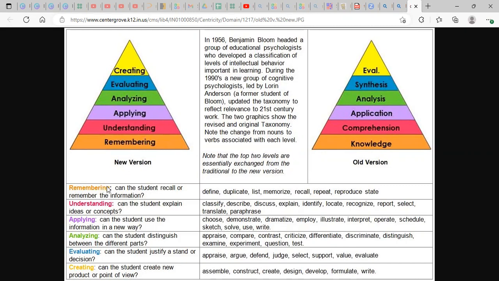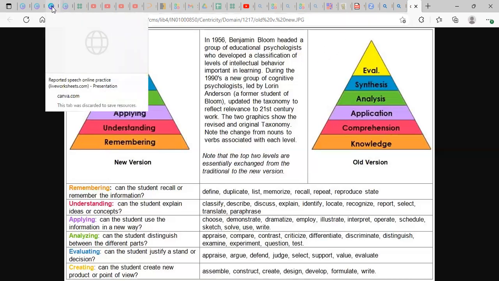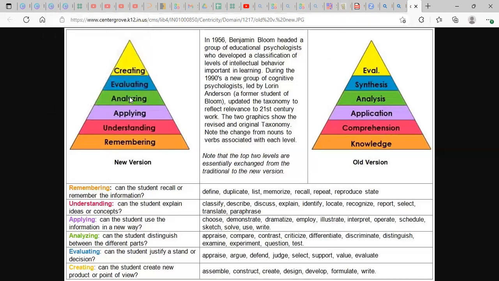So here you have all the definitions of all the levels, okay? Creating is the top. So this is what we are going to try to do right now. First you have to go all over this pyramid and then you have to create.